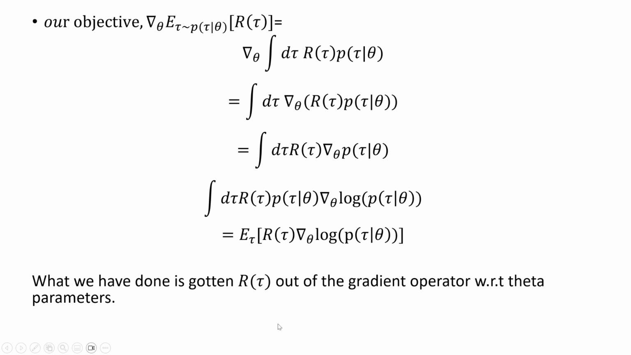So what we have effectively done is taken r of tau out of the gradient. So we don't have to worry about these things. And this is something that is a function of theta. So we can find its gradient.